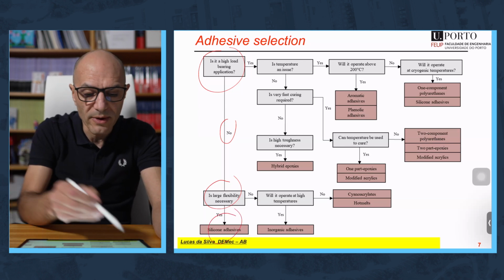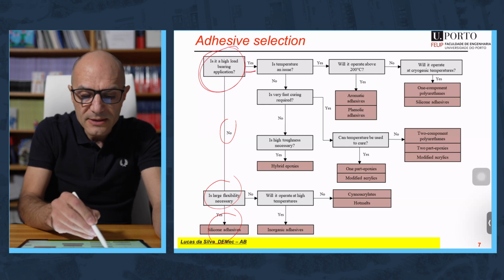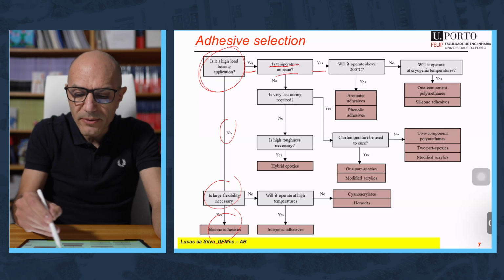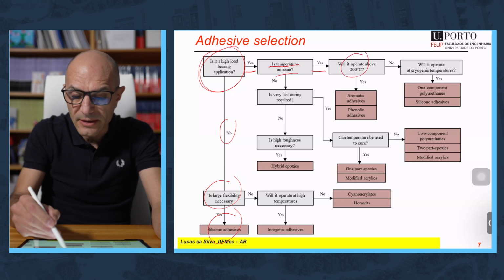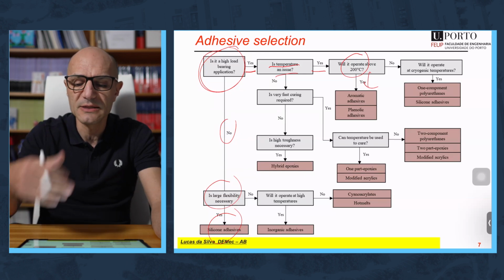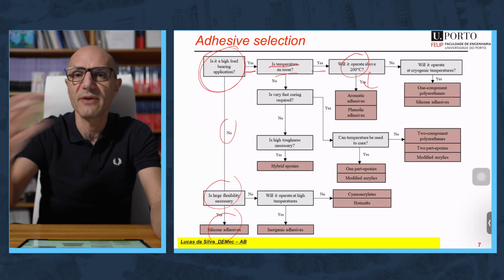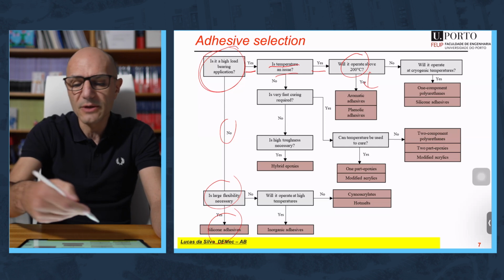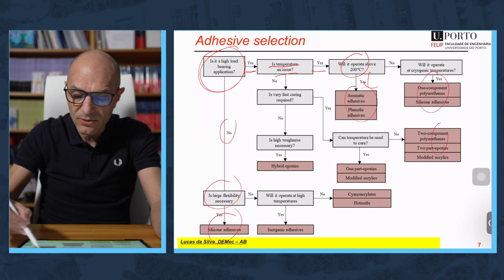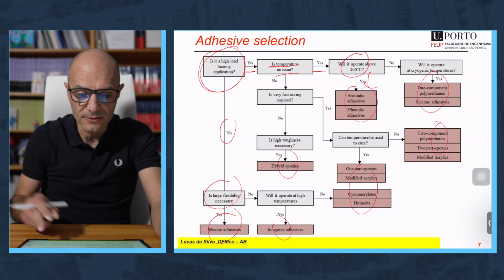Let's go another way. Is it a high load bearing application? Yes. Is temperature an issue? Yes. Will it operate above 200? Yes. Well, you don't have a lot of choice here. It's either the aromatic adhesive or the phenolic adhesives, those adhesives that are used at very, very high temperature. And see, you can follow all these paths, and this will help you to select which are the adhesives for a particular situation.